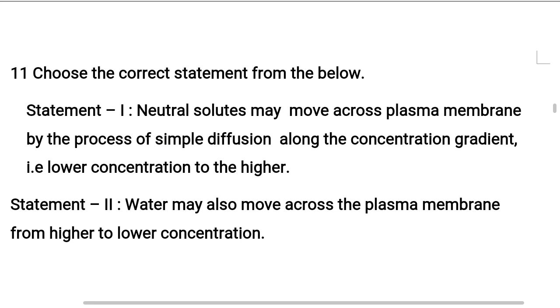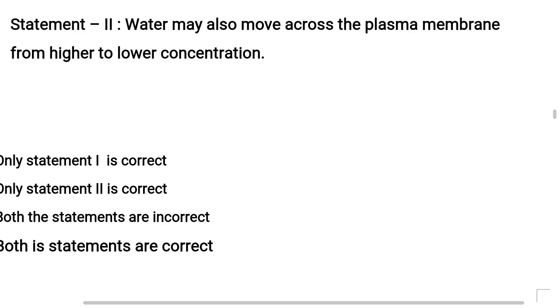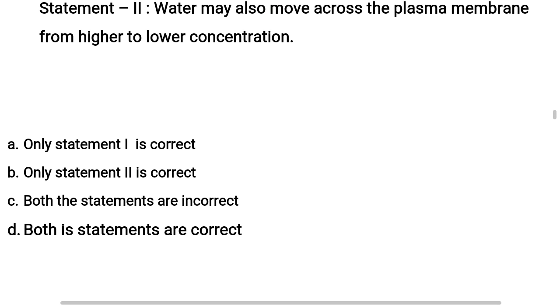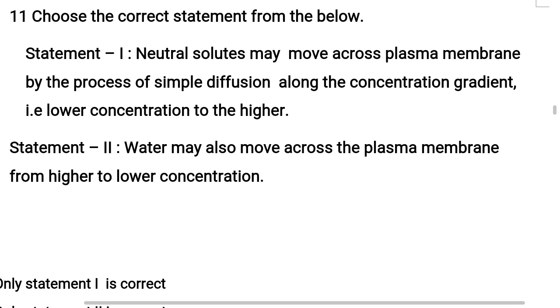So students, in the question they asked, we need to pick out the correct statement from the given two statements. Understand? Now let us see the options. Option A, only statement 1 is correct. B, only statement 2 is correct. C, both the statements are incorrect. D, both the statements are correct. Now let's see the statements once again.